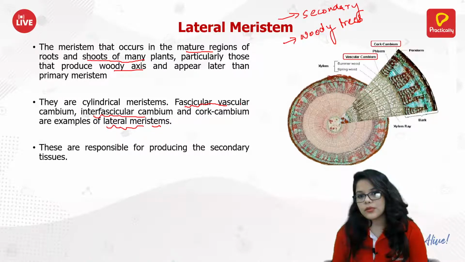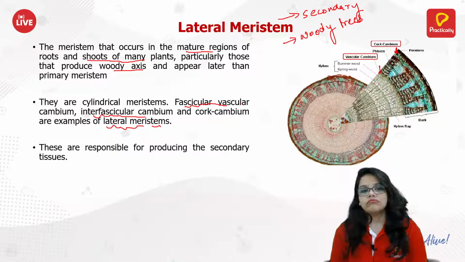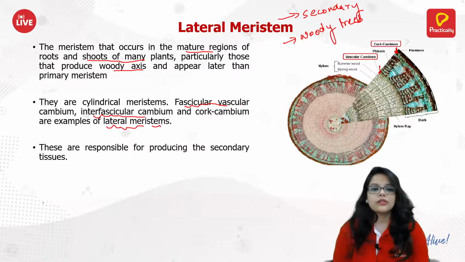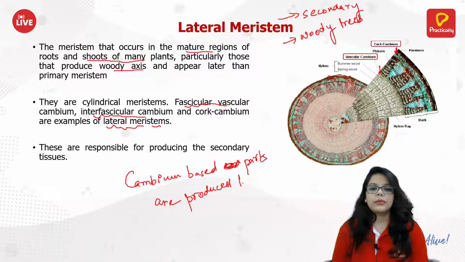So here you can see, suppose this is a wooden bark. At the outside you can see some cells. That is the cork cambium. Here also outside there are some cells. So this is vascular cambium, interfascicular cambium, cork cambium. Cambium based cells like parts are produced by lateral meristems.